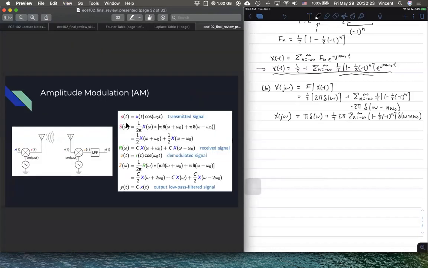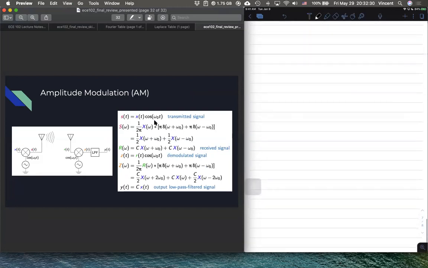You start off with the transmitted signal, S of t equals X of t times cosine of omega t. If you take the Fourier transform of that, the Fourier transform of the cosine is two delta functions, right, at frequency omega naught and negative omega naught. And you convolve that with the original signal, right? So then you get this expression here. Let's take a look at what that exactly means.